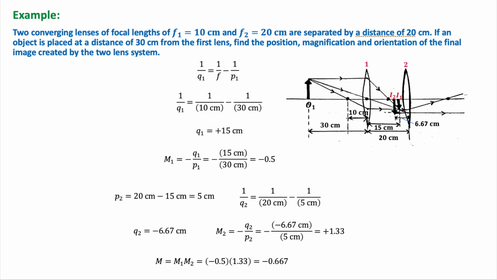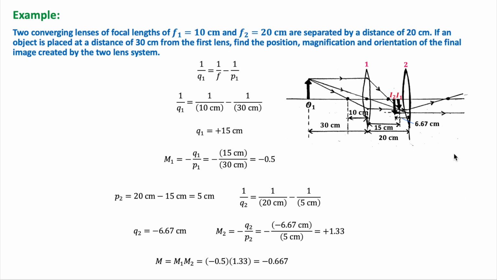Also, the overall magnification of a system of thin lenses equals the product of the magnifications of the individual separate lenses, okay? And also note here that this method that we will show can be used for a system of 3 or more lenses.